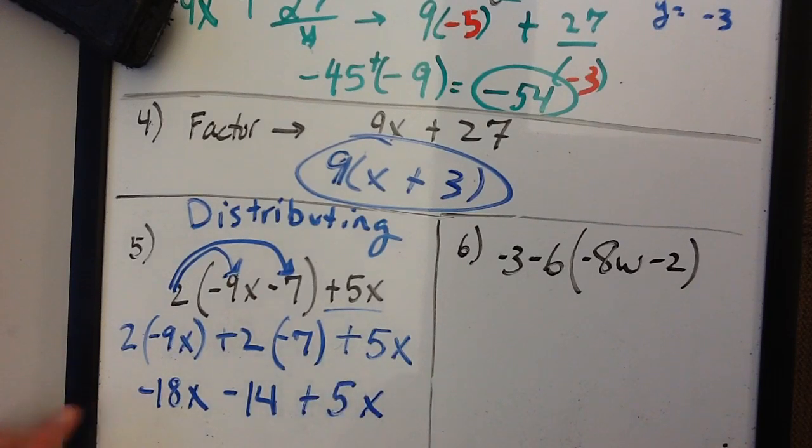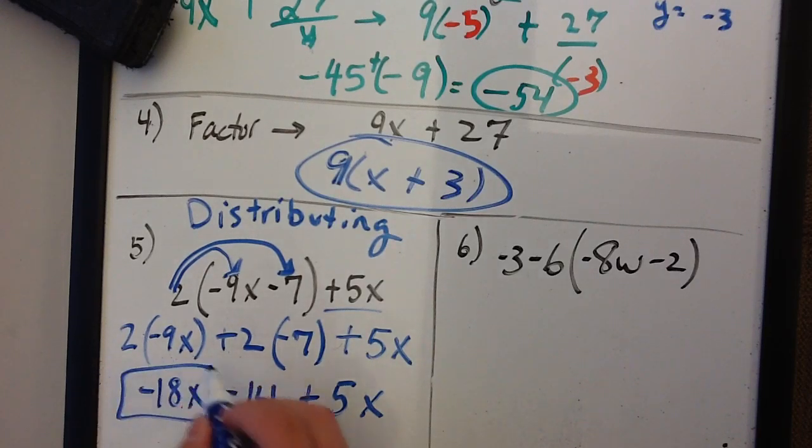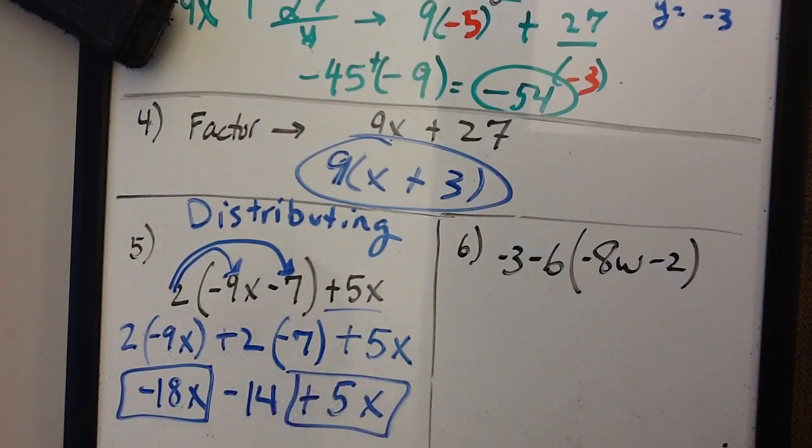Now here I need to simplify this expression by combining like terms. Like terms must have the same variable and the same exponent. Negative 18x and positive 5x are like terms. They have the same variable x and the same exponent 1. When the exponent is 1, it's not written, but it's understood to be 1.